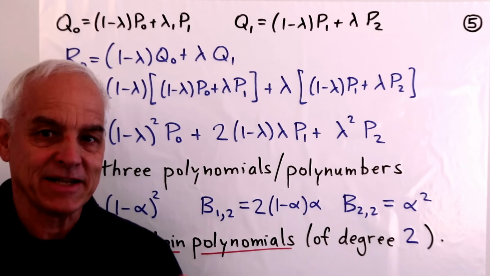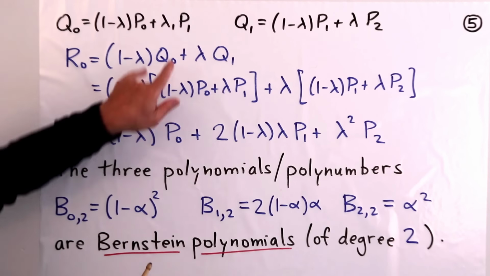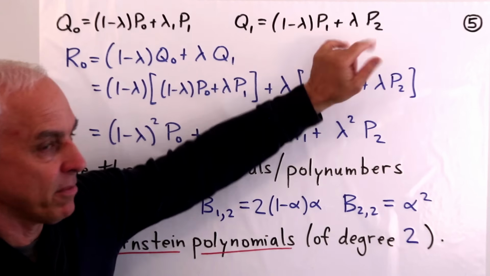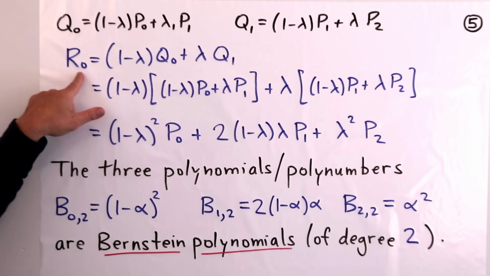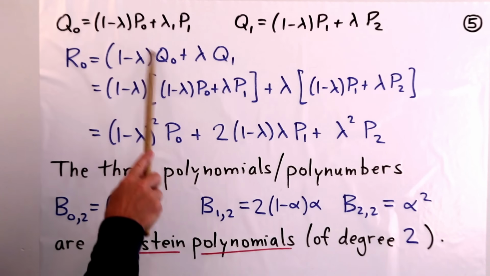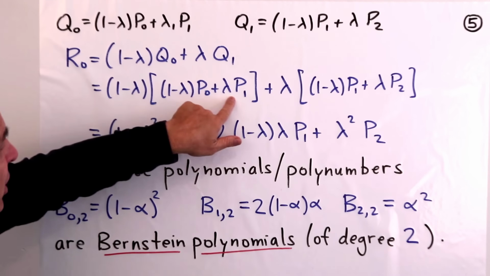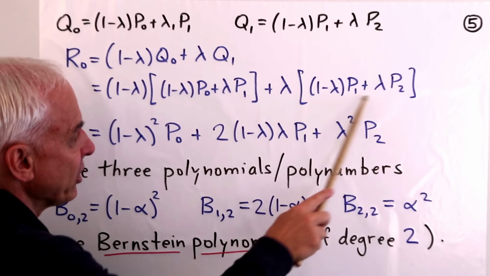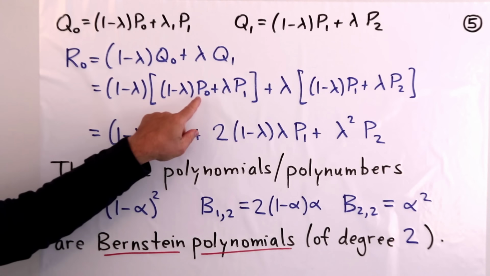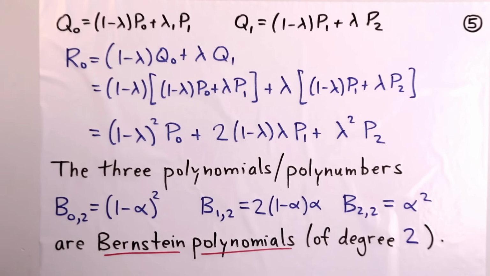So let's have a look at things algebraically. So here are our expressions for Q0 and Q1 in terms of affine combinations of the points P0, P1 and P1, P2. And then here is the expression for R0, which is actually the point that's tracing out the curve. It's 1 minus lambda Q0 plus lambda Q1. So if we replace Q0 with this expression here and replace Q1 with this expression here, then we get an expression involving lambdas, of course, and also the points P0, P1, and P2. And what are the various coefficients?